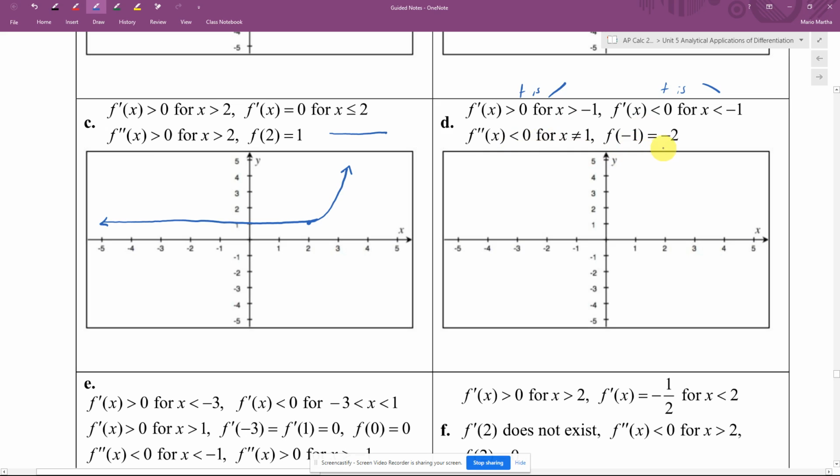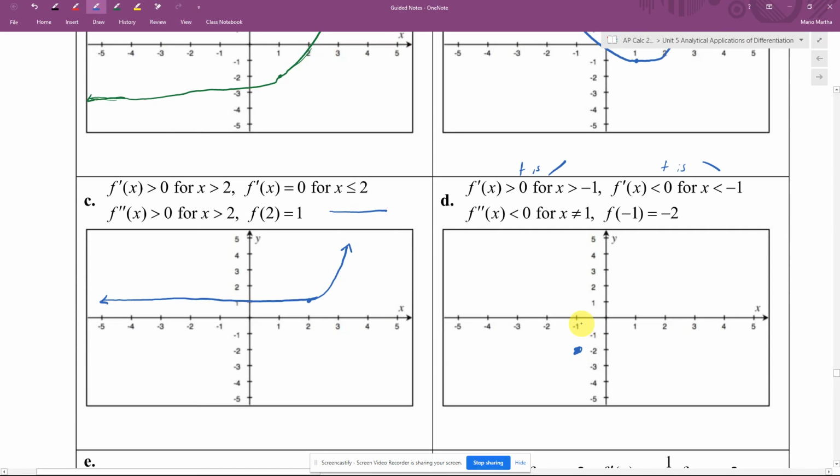And then f of negative 1 equals negative 2. So that's a point we've got right there. They're not telling us that we have a critical value at negative 1, but they are telling us that it changes there, right? It changes at negative 1. So the graph will always be concave down, right? That's another important feature. The graph will always be concave down for all x except at 1.